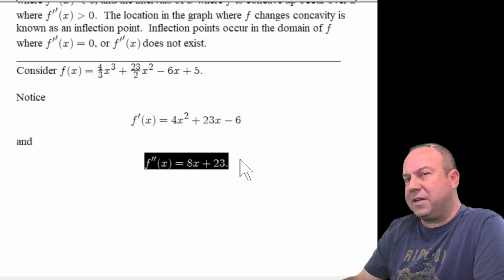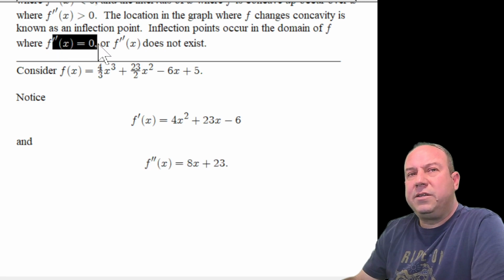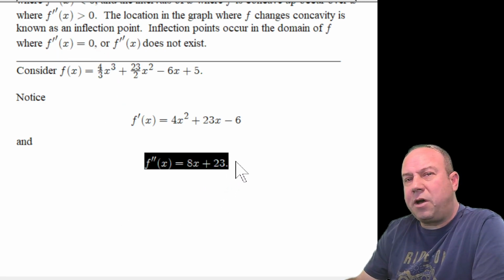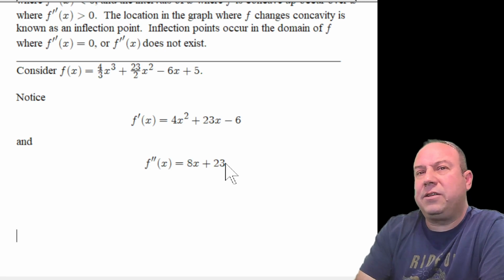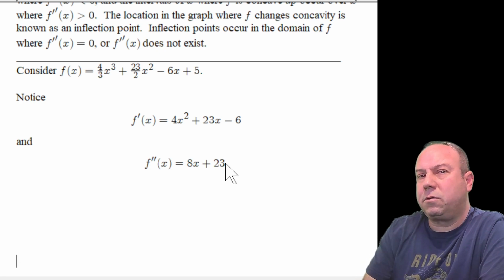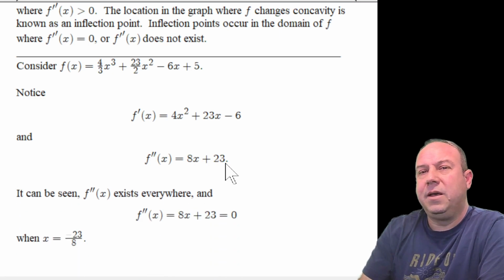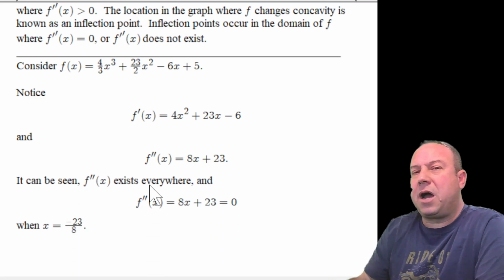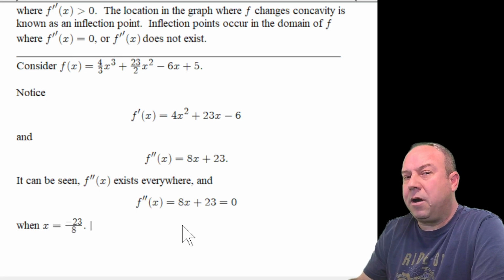Well, that second derivative is linear. It exists everywhere. The only concern we have is where it equals 0. If we set this equal to 0 and solve for x, we should see that x equals negative 23/8. And negative 23/8 is going to become the location for our inflection point. It can be seen f double prime exists everywhere, and x equal to negative 23/8 is going to be our inflection point.